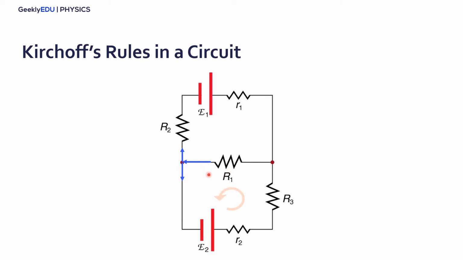And the same thing applies for the second rule, the loop rule. We have to assume a certain direction when solving the loop, okay? And by the end of the day, if you find negative values, it means you got the wrong direction. So you just need to invert it, okay?